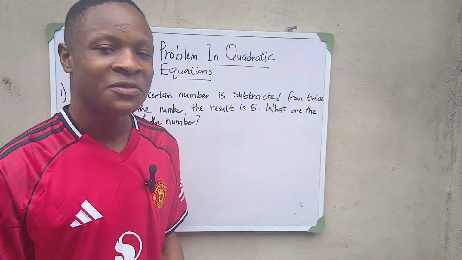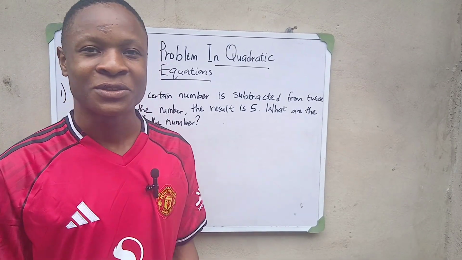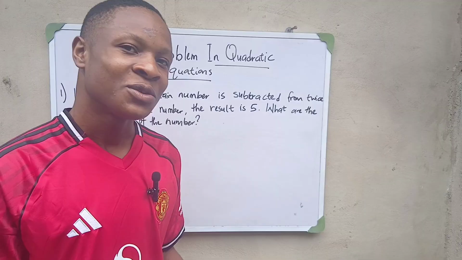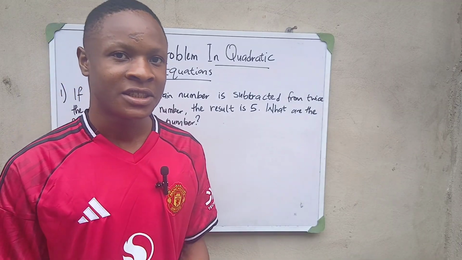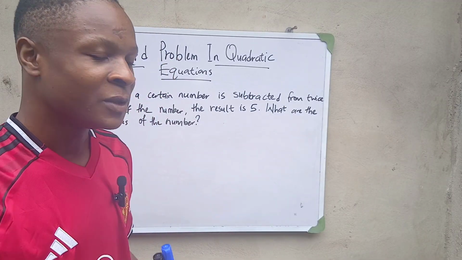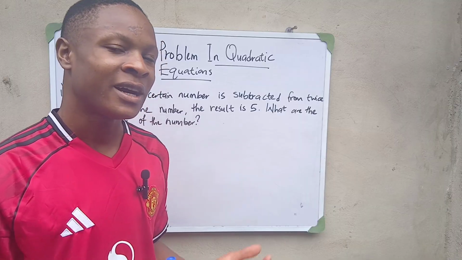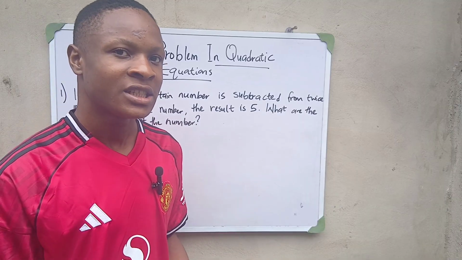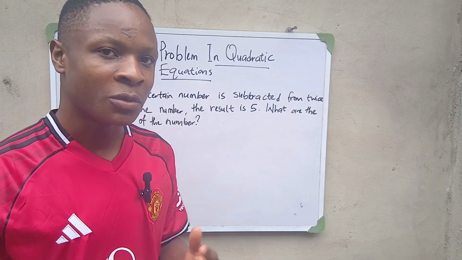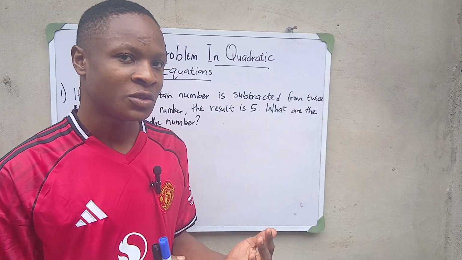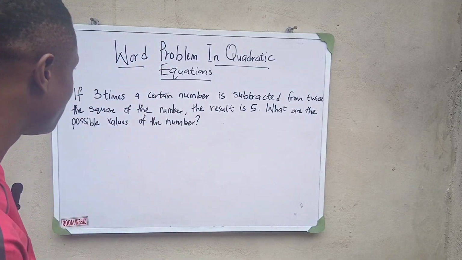Hello guys, in today's video we'll show you how to solve quadratic equations in word problems. Quadratic equations sometimes are written in words. So for us to solve it, we first have to interpret the quadratic equation. We have to change the words into a quadratic equation with numeric values. So what do I mean by that?